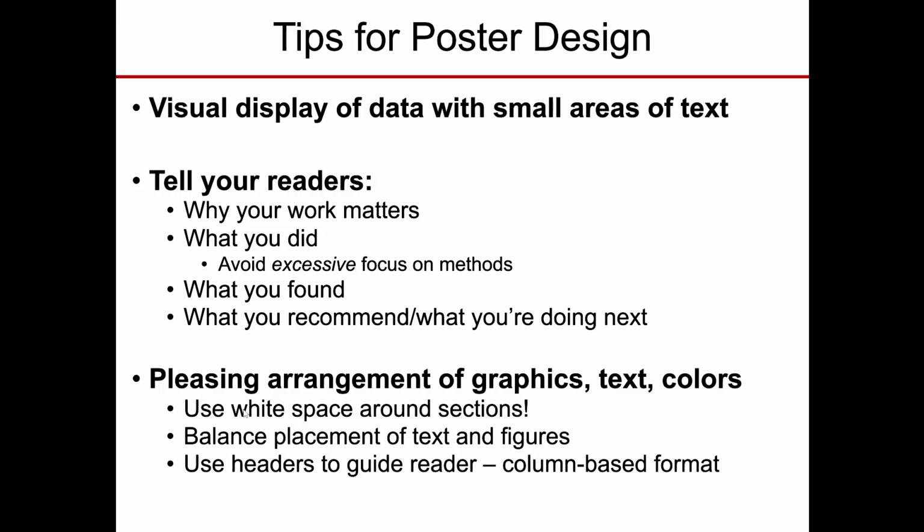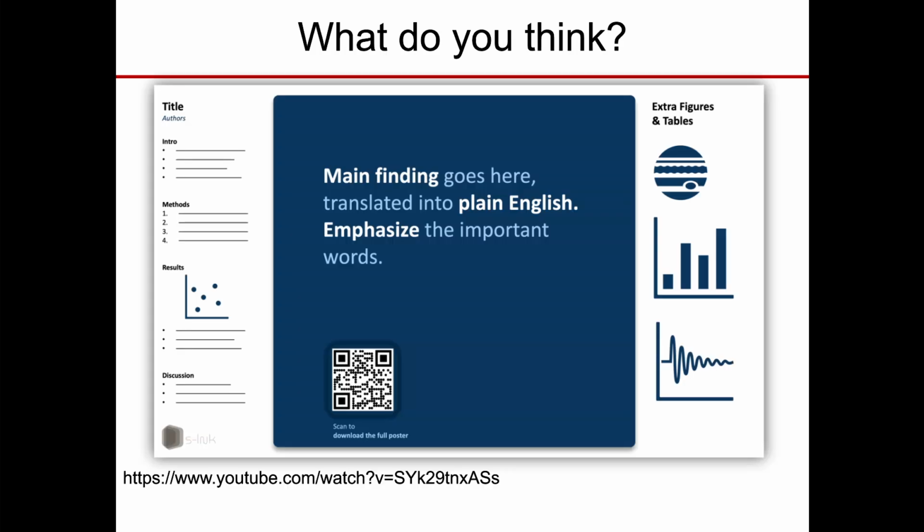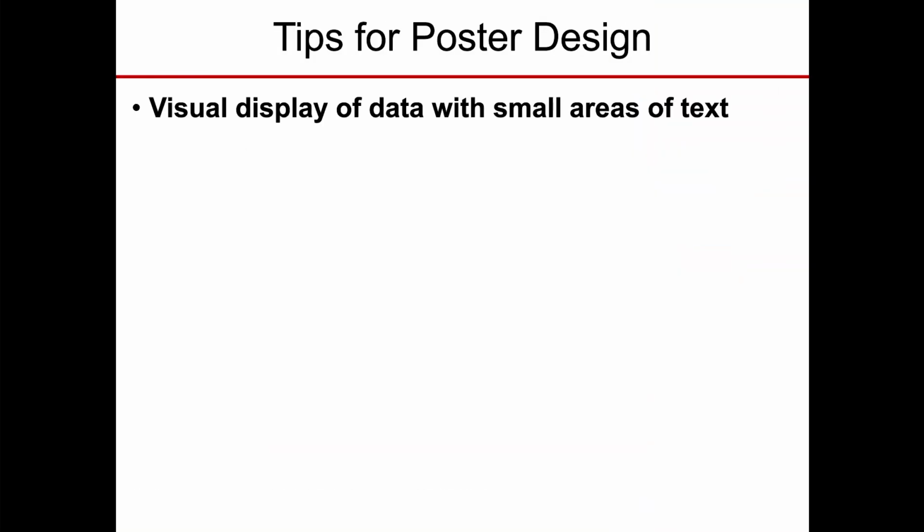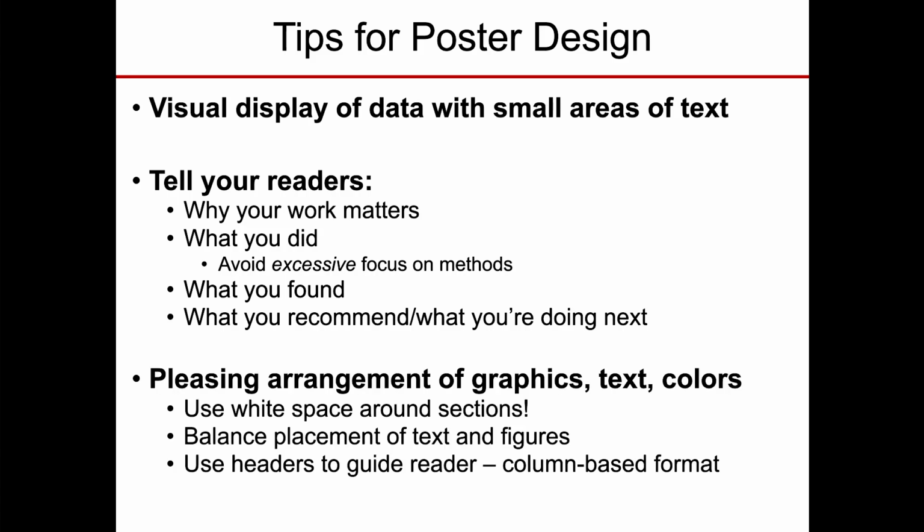Use enough white space to make things balanced and easy to read. As we saw on the more successful posters, those headers are very important. Using columns to go from top to bottom is a very natural way that humans like to read things. Formats that go across are going to be a little confusing for a lot of people. The 3-column format is popular for a reason, because humans just naturally like to view things that way.